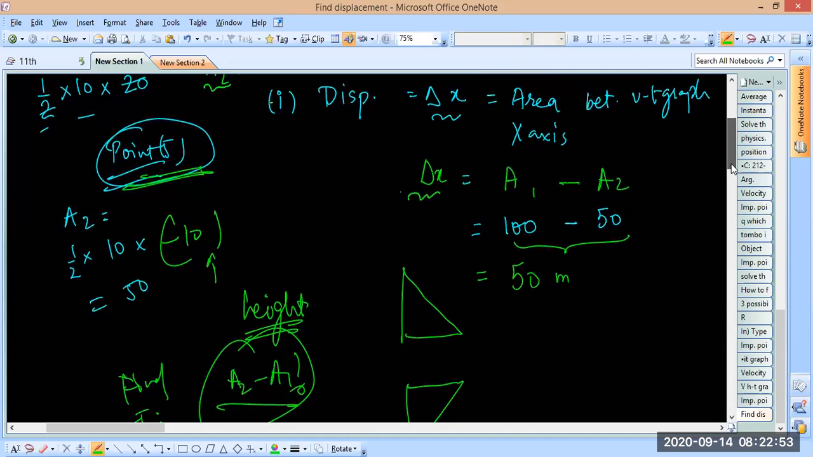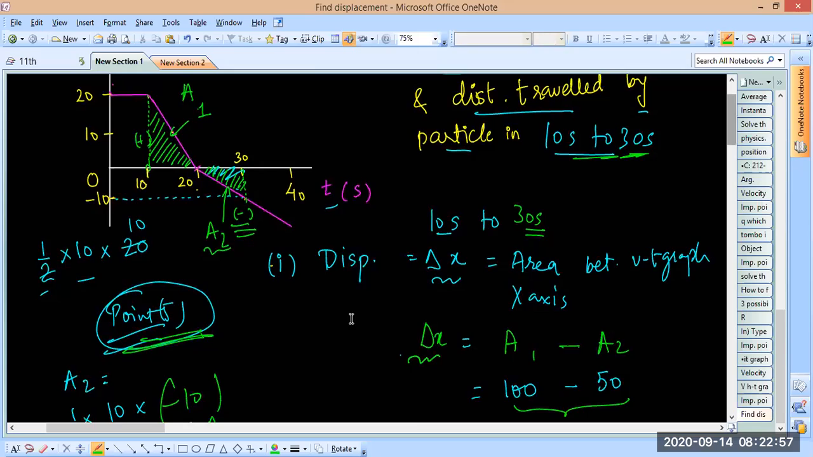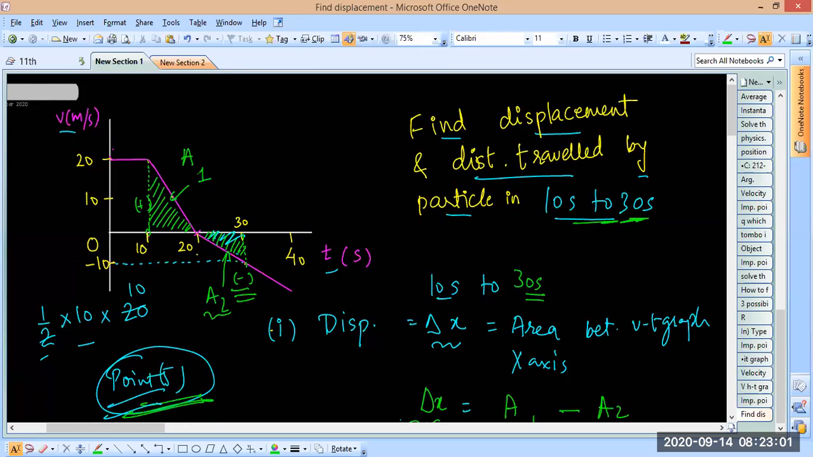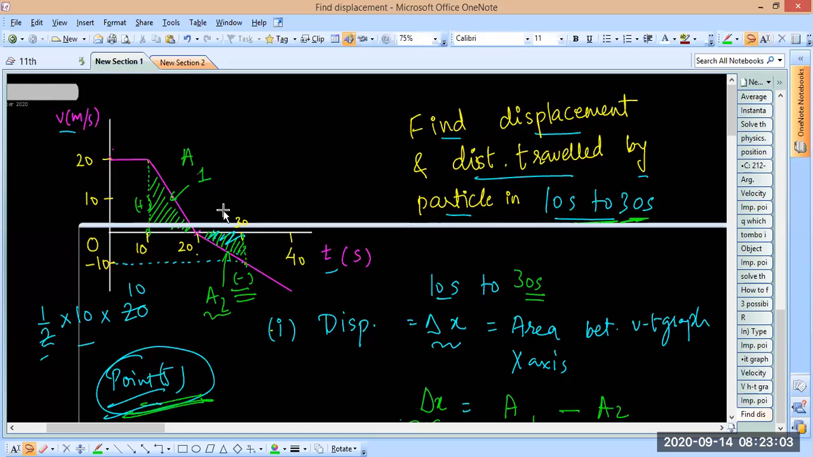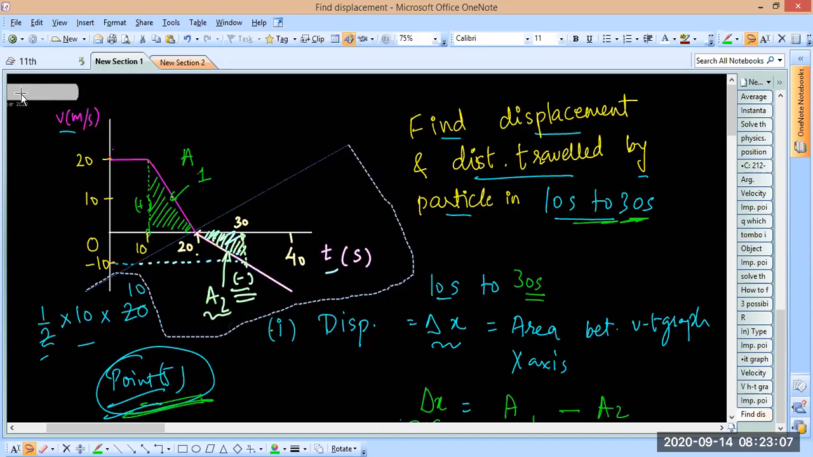So this is 50 meter. All right, so let's do one thing. Let's erase all of this. We have made a big mess of this. I'll just copy this diagram and then we'll find path length separately.